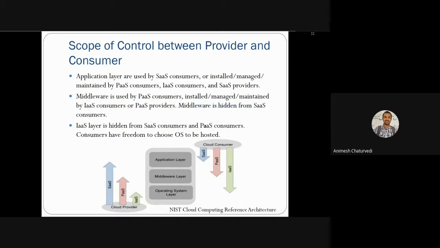Then the consumer of this IaaS layer has the freedom to choose the OS to be hosted. Those who are using this IaaS layer install their operating system or network resources by themselves. So these are the three key points according to this diagram, and you can see that the cloud consumer has SaaS, PaaS, and IaaS in three different layers, and the cloud provider also has three different layers to provide the service. So you should see and choose.